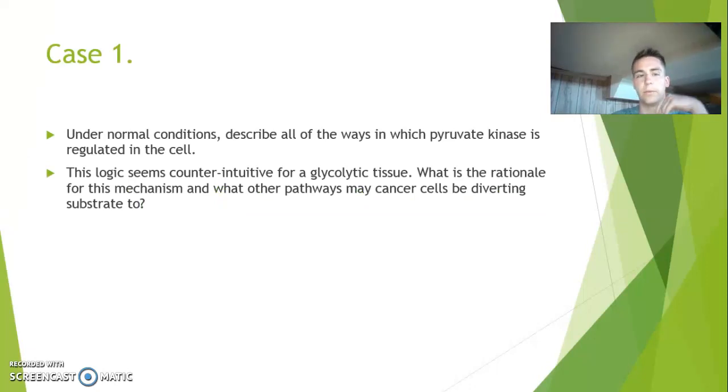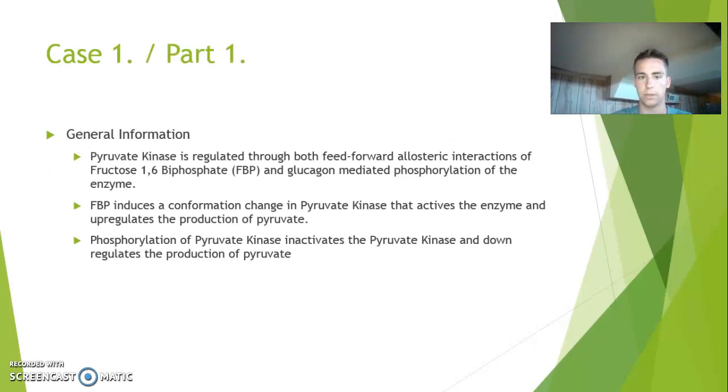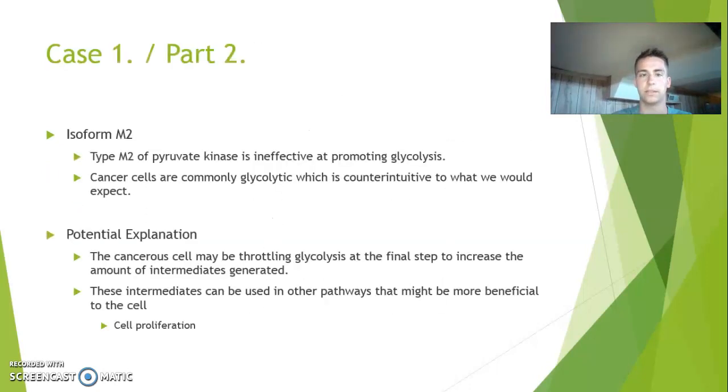Pretty much, there's two different ways in which pyruvate kinase is regulated, the phosphorylation and the allosteric interaction, and then the idea is that the substrates are being diverted to cell proliferation pathways.